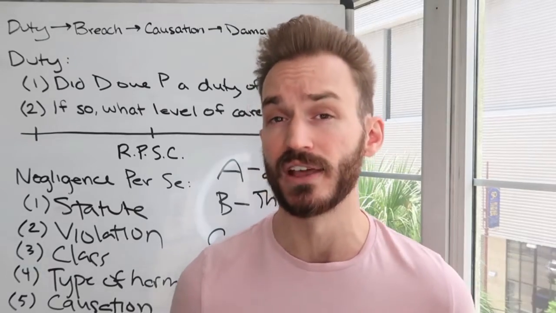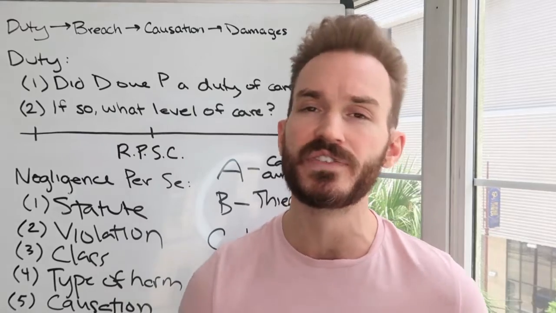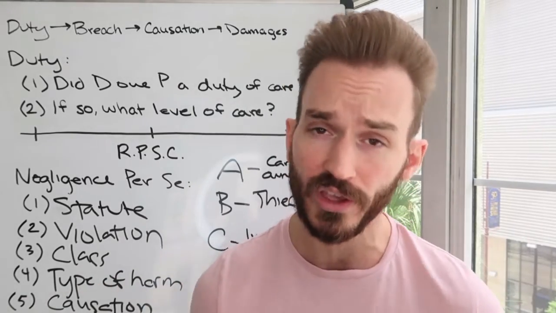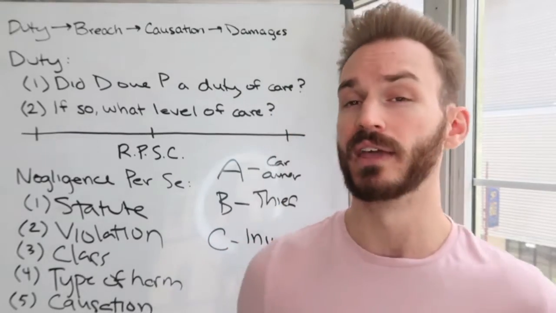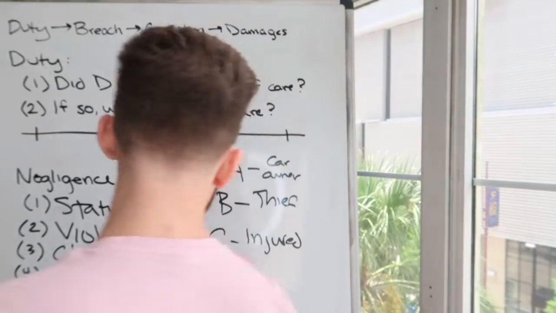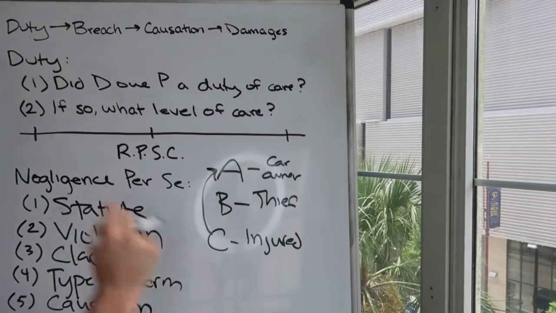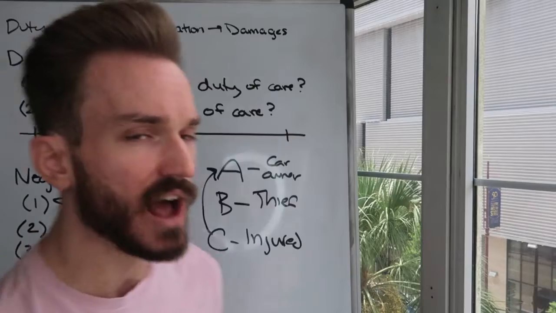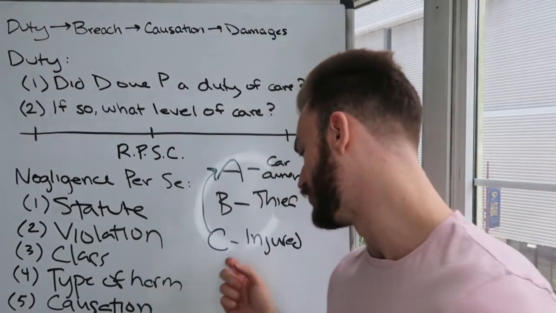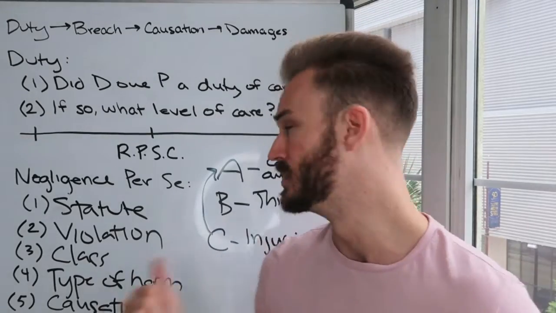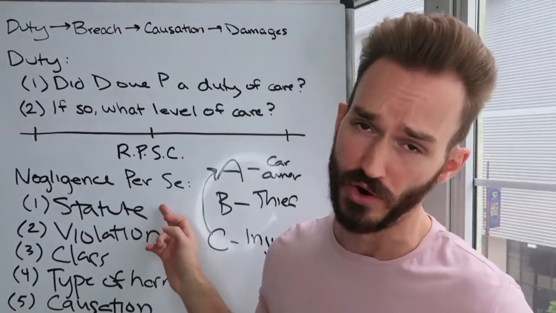Now let's say that a thief, B, comes along and steals the car, and as he's evading the scene with the stolen car, he collides with C. C is injured, and the key here is C wants to sue A. C is suing A for his damages. He's not suing the thief. That would be a completely different analysis. The person who is injured by the thief is suing the car owner under a negligence per se theory.